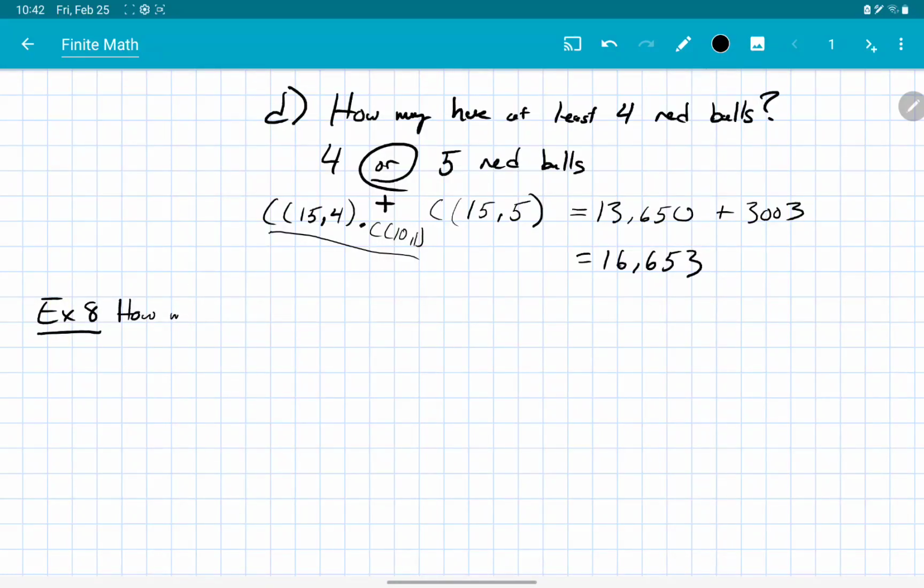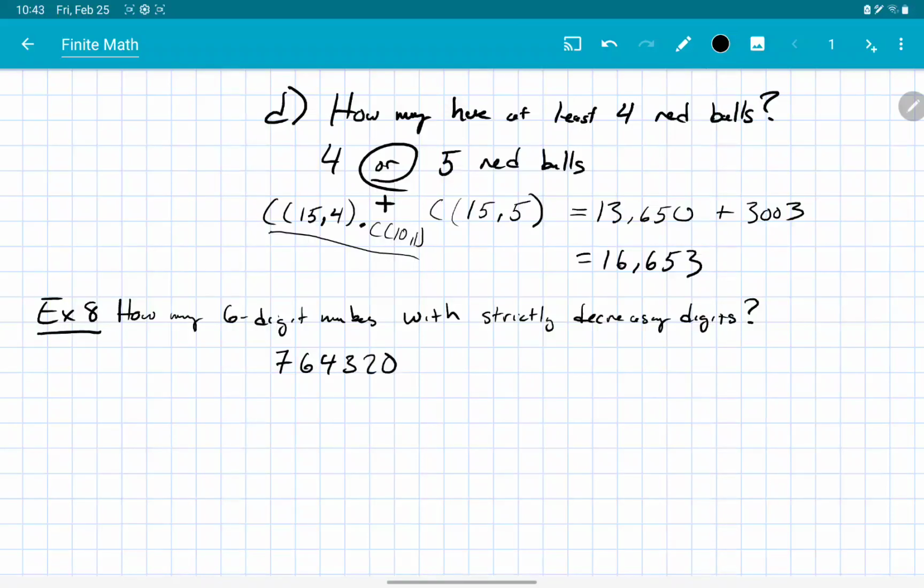How many 6-digit numbers with, let's just get rid of this. Okay. 6-digit numbers with strictly decreasing digits. An example would be 7, 6, 4, 3, 2, 0. That is a 6-digit number where the digits are always decreasing. Because 6 is less than 7, 4 is less than 6, 3 is less than 4, so on and so forth.